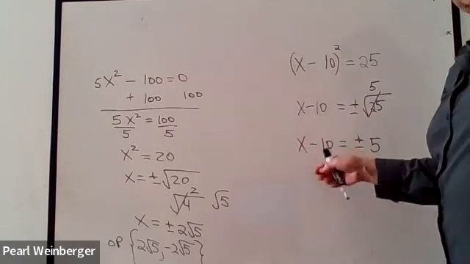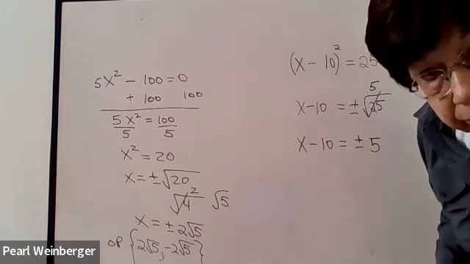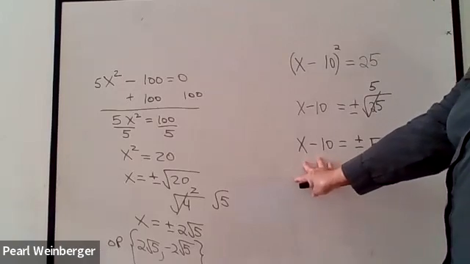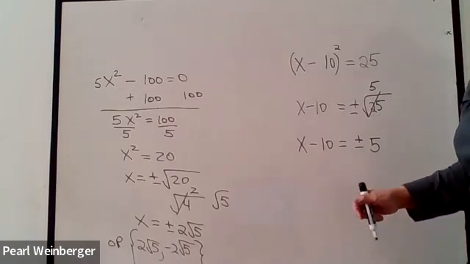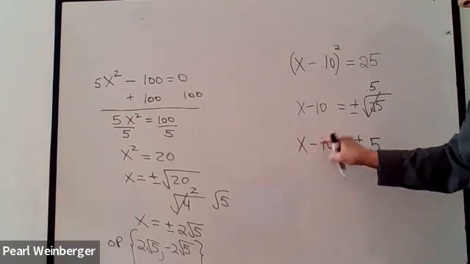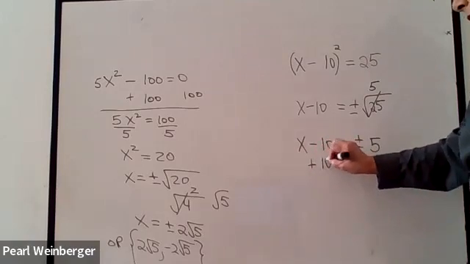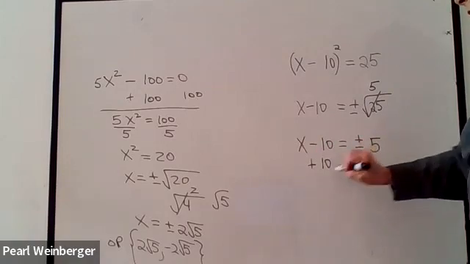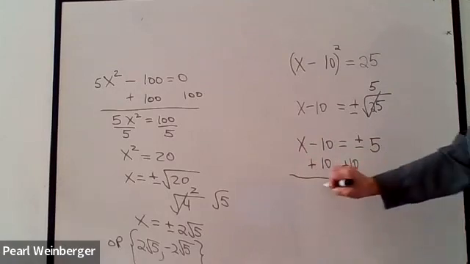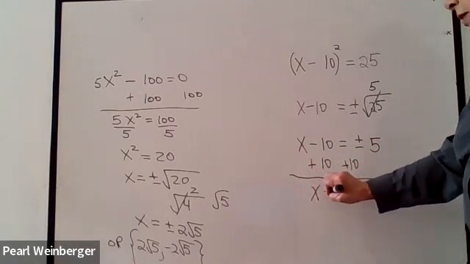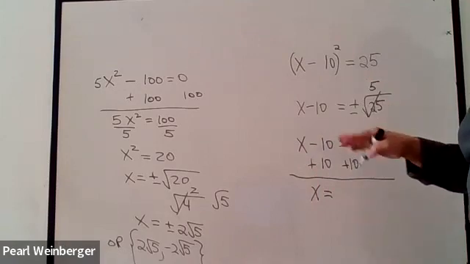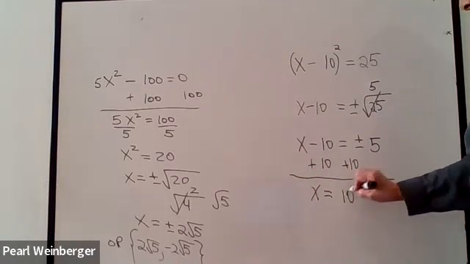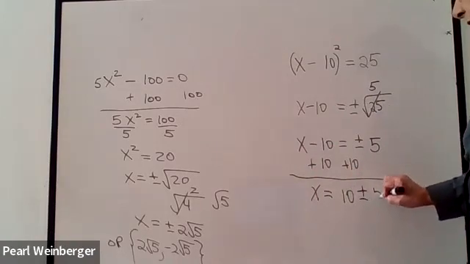But we don't want what x minus 10 is, we want what x is. So in order to get x alone, we're going to add 10, just like we would in any equation. And I always try to put the number that I'm adding or subtracting in the front, because that's the standard method that's used. So then my answer is 10 plus or minus 5.